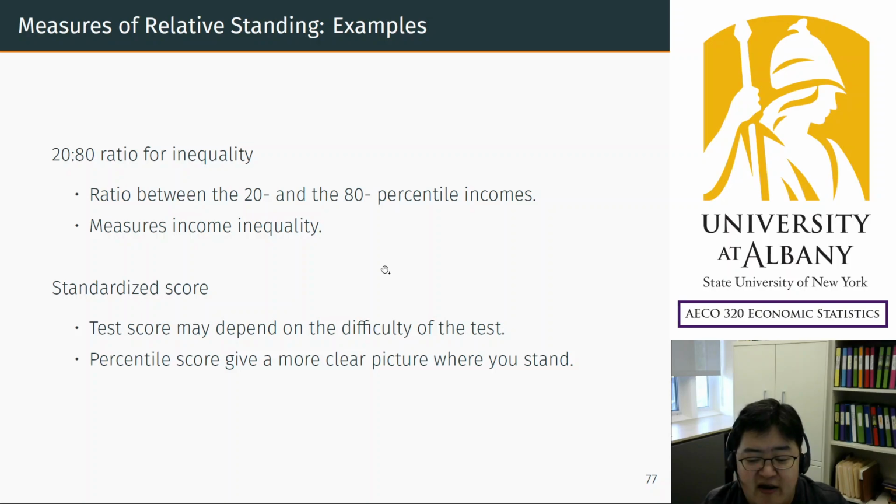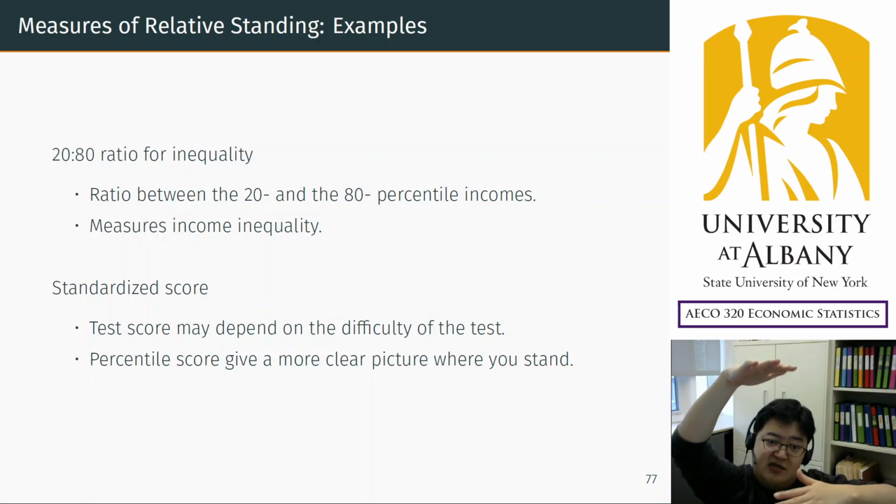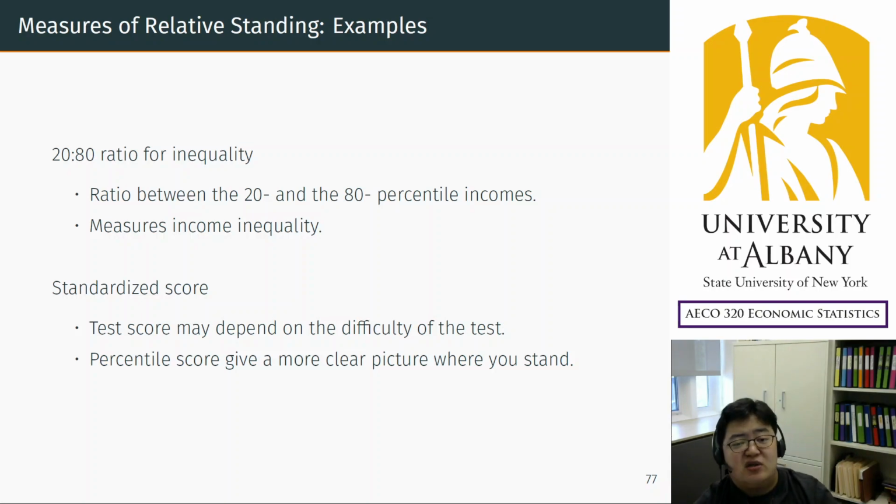And when we describe inequality in our economy, one of the famous popular measures is the 20/80 ratio. It compares the bottom 20 percentile and the 80 percentile. So the 20 percentile is the bottom 20%, and the 80 percentile is the top 20%. How distant they are, how different these two ranks are, measures inequality.